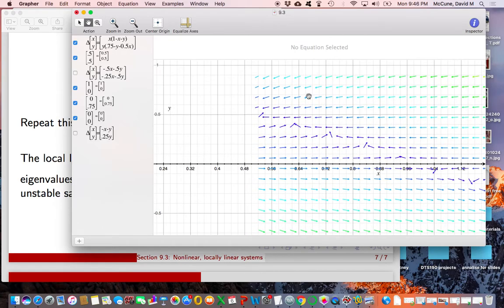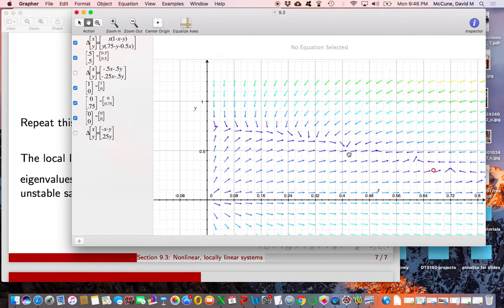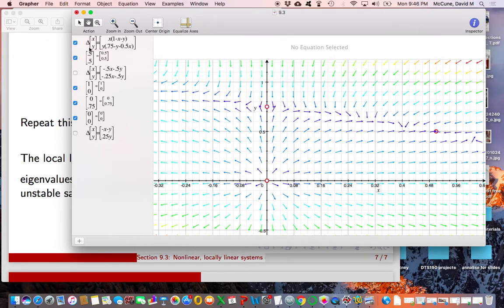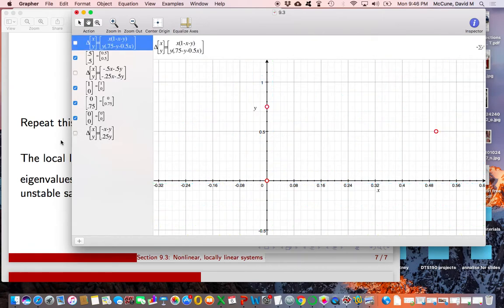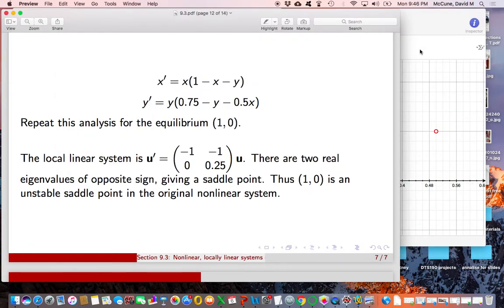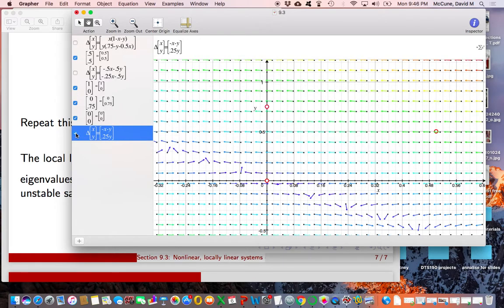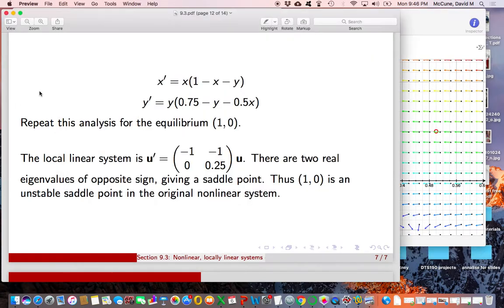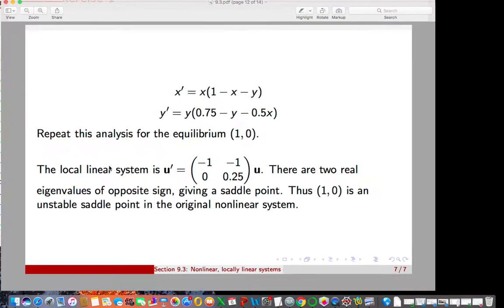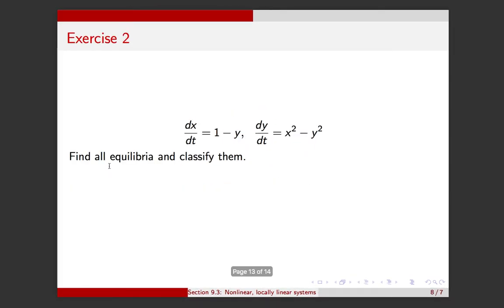And now let me go over to the origin. I'm going to turn this system off, and then turn on the system that you got, this guy here. And it looks like that. It's the same as what we saw when we zoomed in on (1, 0). Isn't that nice? The answer is yes. It is nice.